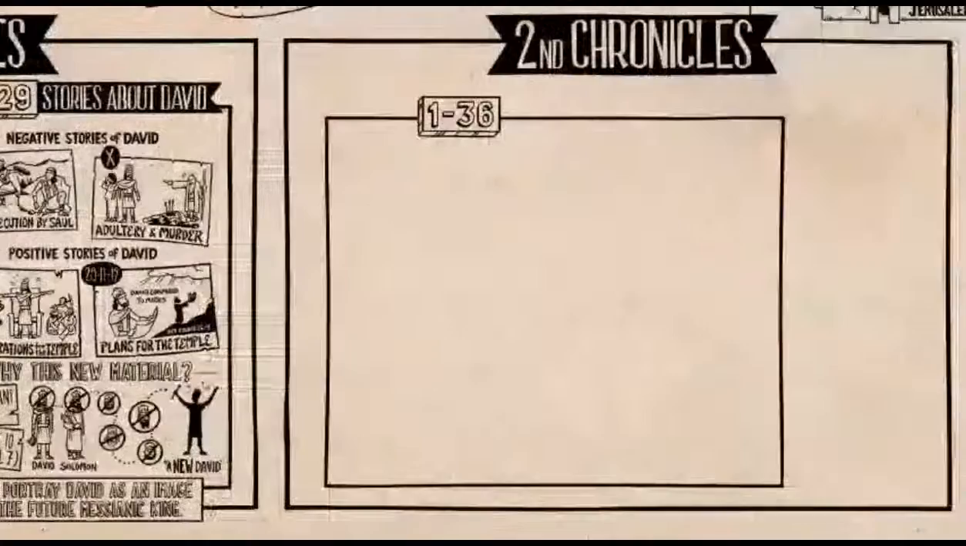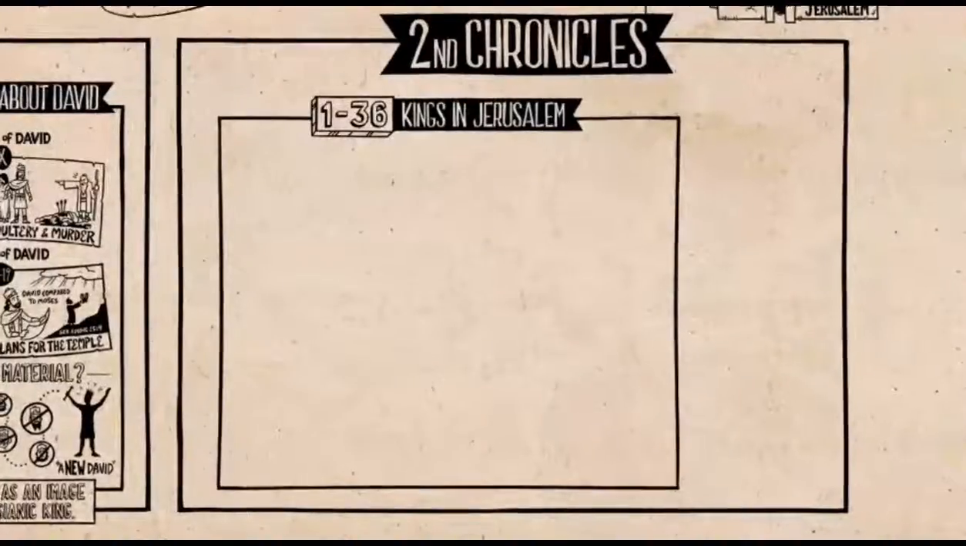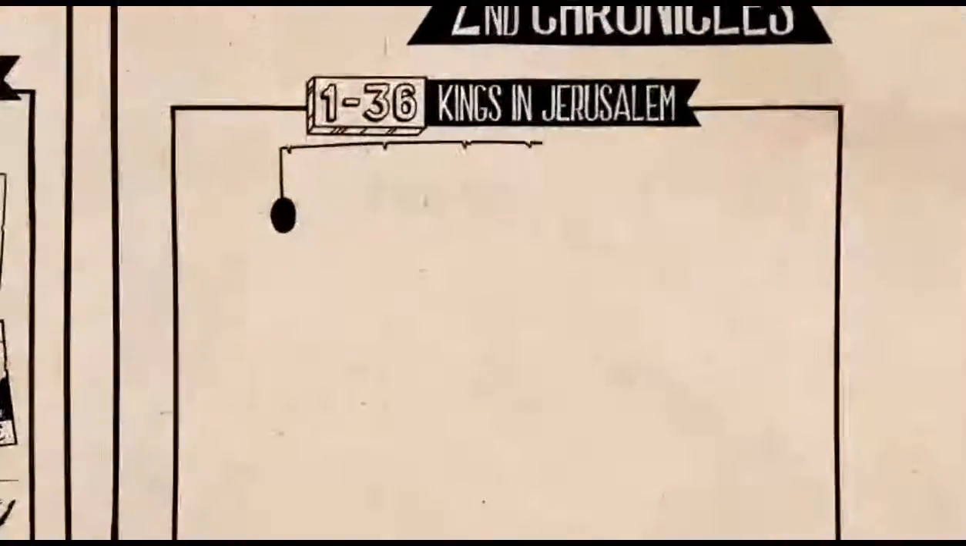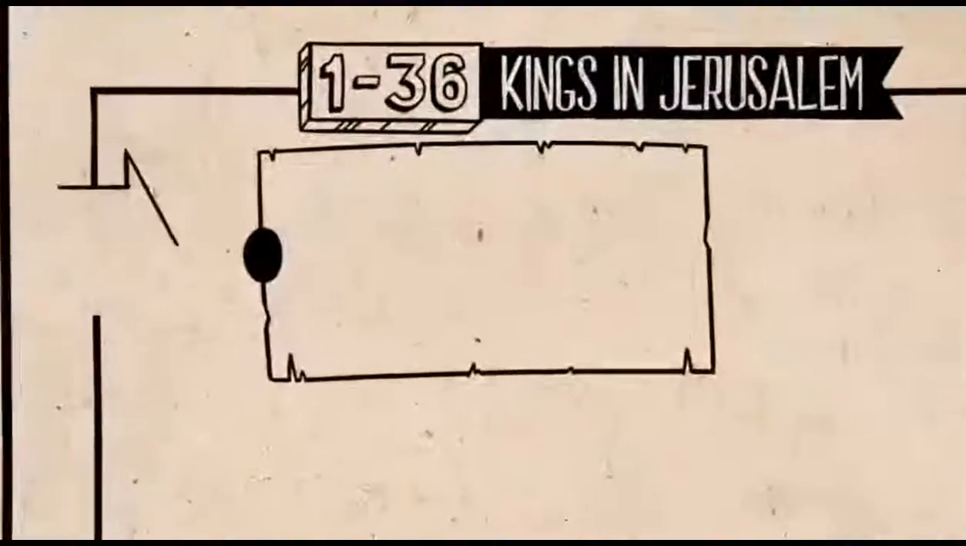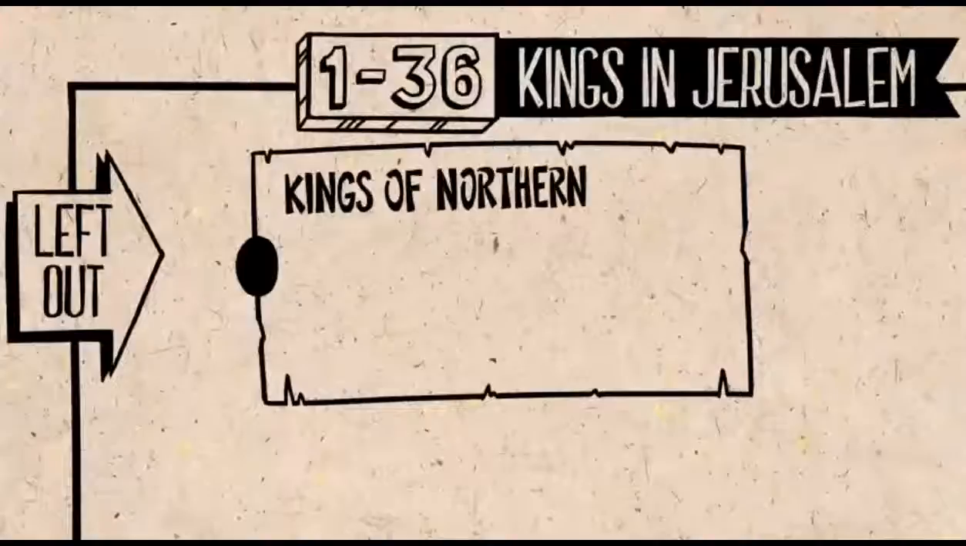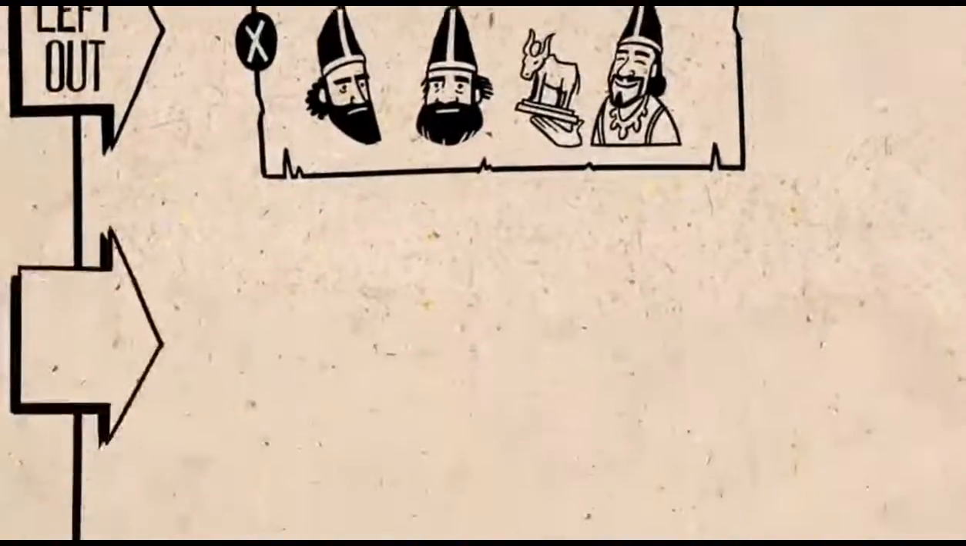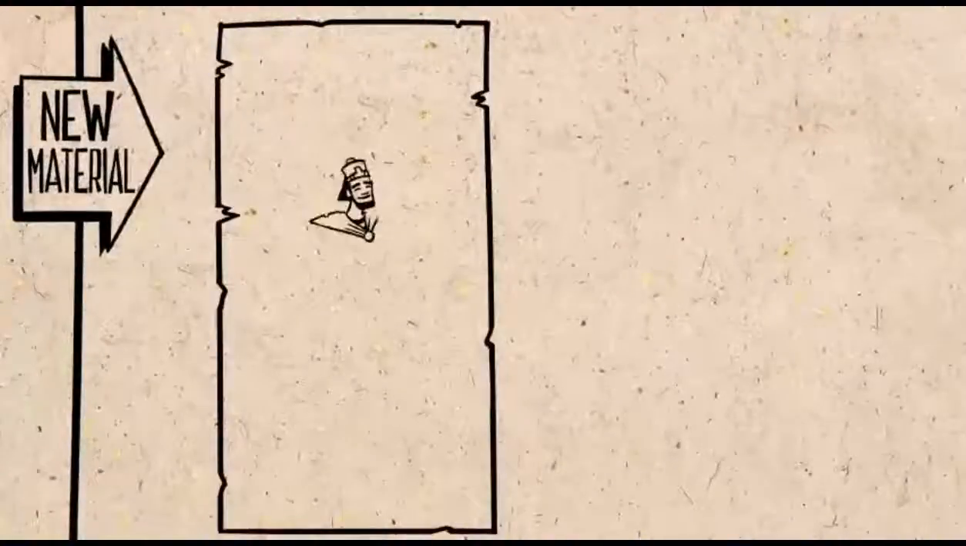After David dies, we move into 2 Chronicles, which focuses on the kings that lived in Jerusalem. And again, there's lots of overlap with 1st and 2nd Kings, but there are many key differences. So the author has left out all of the stories about the kings of northern Israel so he can just focus on the line of David. And there's lots of new material about these kings from David's line.